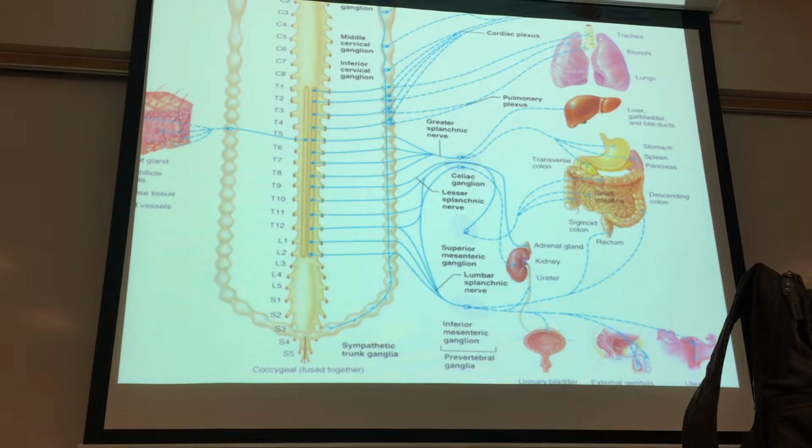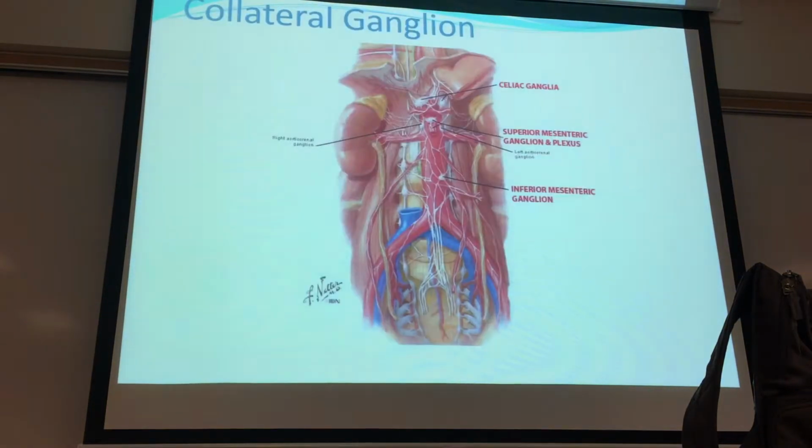If you take a look at T5, T5 passes the sympathetic trunk ganglion, and targets the celiac ganglion. The postganglion neurons travel from the celiac ganglion over to the liver. So, let me phrase it this way, what's in between the lungs and the liver that would separate the sympathetic trunk ganglion from the collateral ganglion? The diaphragm.